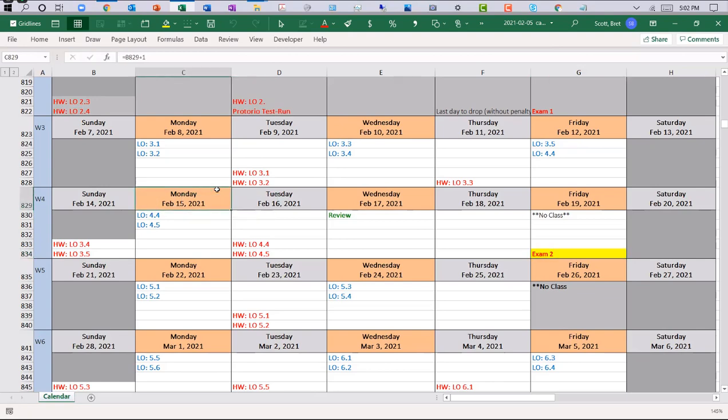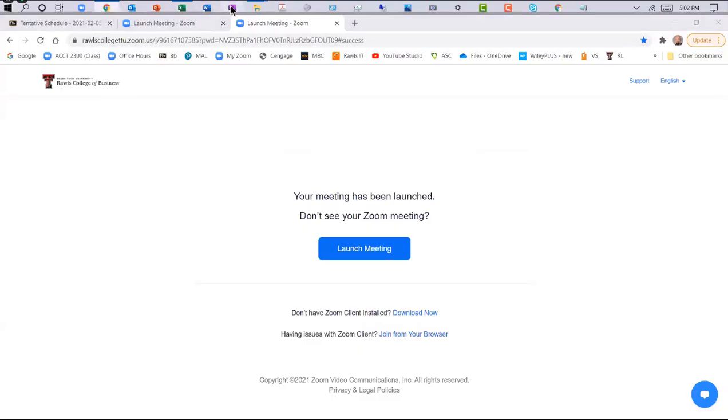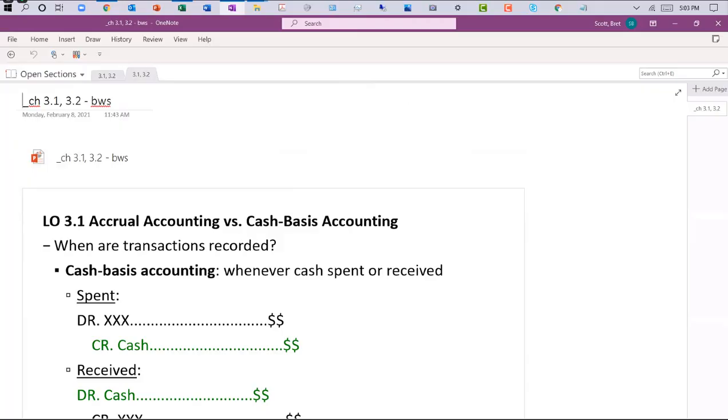So you want to make sure that you are reading before you come to class. You want to make sure that you are filling in your notes while you are in the class session. You want to make sure that you are completing your homework on time. And you want to make sure especially that you're asking me questions as you need help. Now for that, we will jump into Chapter 3.